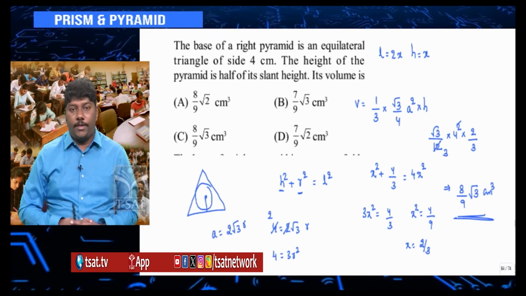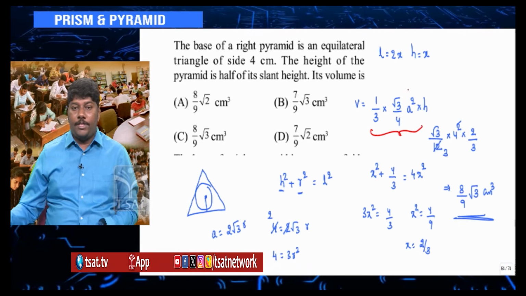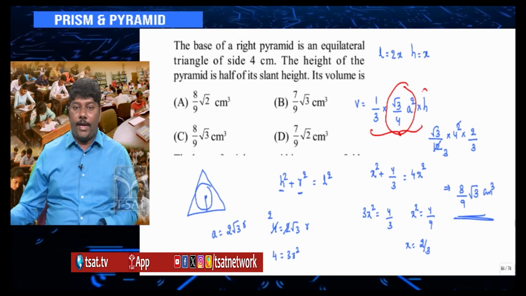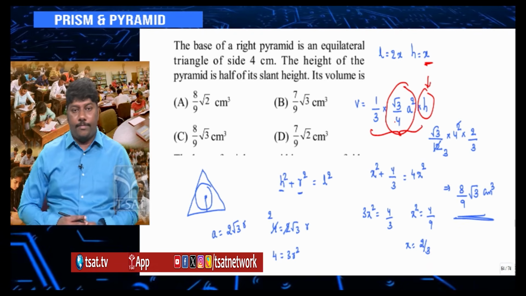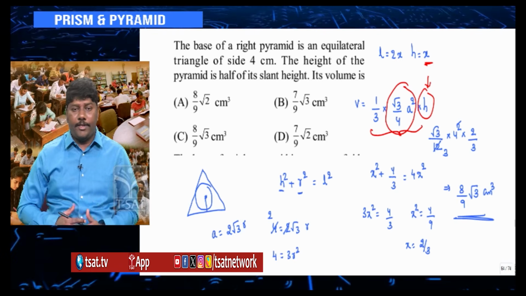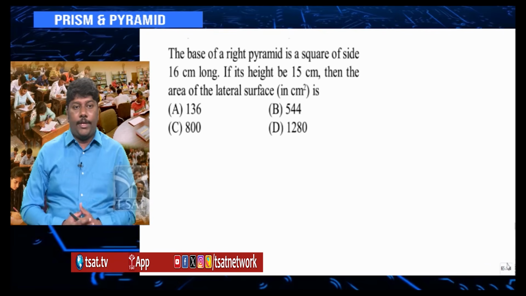Volume is equal to 1/3 of base area into height. So, here I have mentioned the formula. This is the base equilateral triangle, and you find the height, which is x, and put it in this formula. Little calculative, but it is easy. Look at the next one.